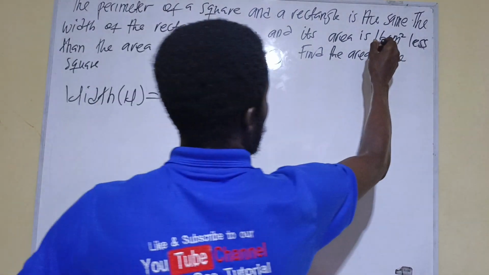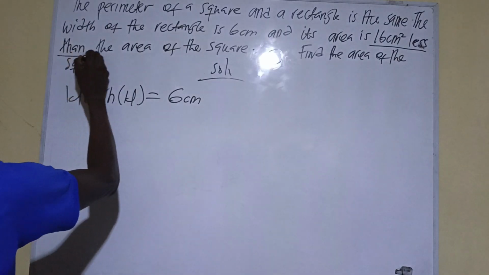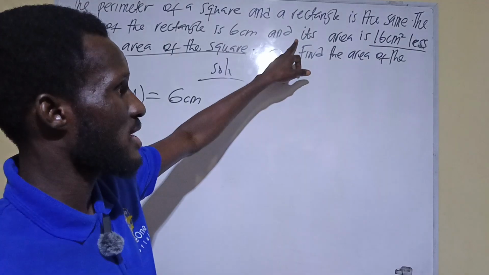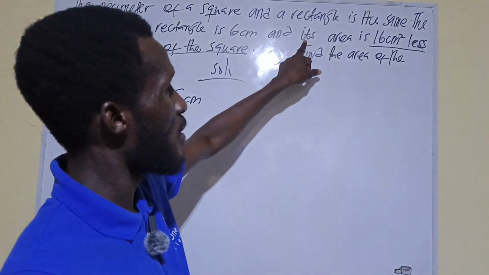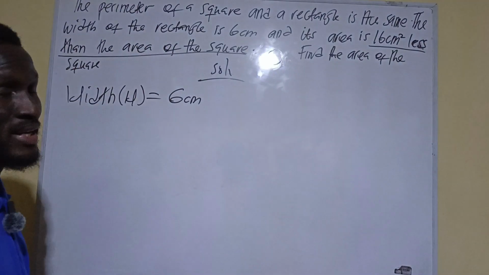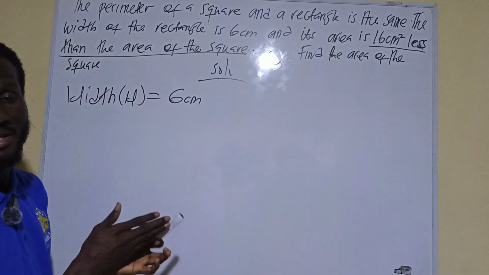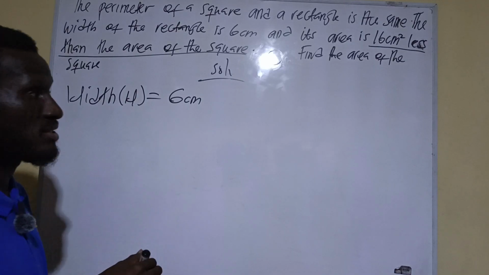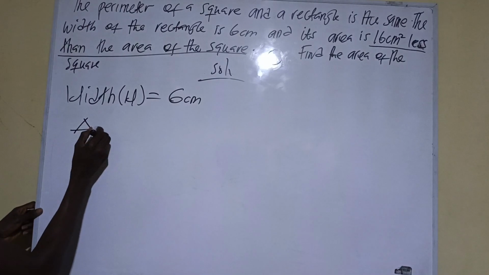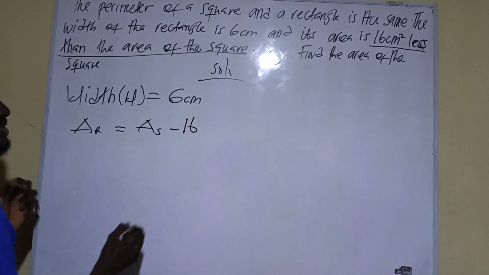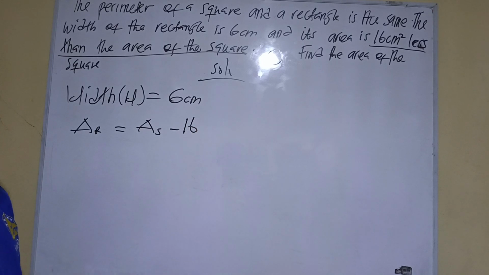Now, you need to understand this particular problem here. The area of the rectangle represents the same rectangle. So the area of the rectangle is 16 less than that of a square, meaning that the area of the rectangle is less than the area of the square by 16. So when we have the area of a rectangle, it's supposed to be the area of a square minus 16. That is the whole thing. You know this one is so simple.